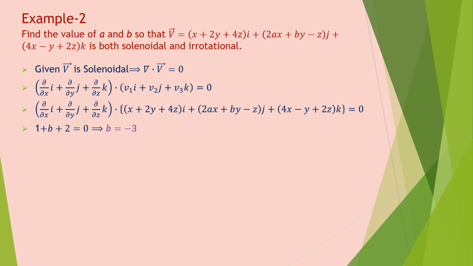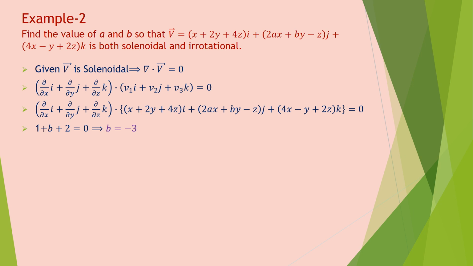Now let me find the dot product. ∂/∂x of x plus 2y plus 4z. So how to find ∂/∂x of x plus 2y plus 4z? Here the x derivative is 1 and the derivative of 2y is 0, because we are differentiating partially with respect to x. When we differentiate partially with respect to x, all other variables we have to treat as constant. So here 2 is constant, y is constant, the derivative of a constant is 0, and 4 is constant, z is constant, so the derivative of 4z is 0. So it is 1 plus 0 plus 0.